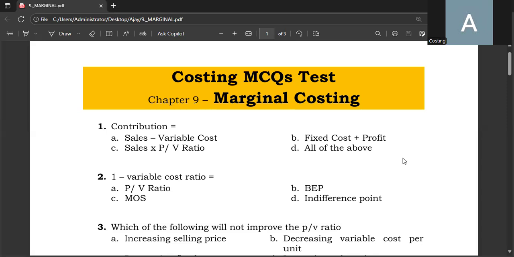Question 2. 1 minus variable cost ratio is equal to option A. PV ratio. Option B. BEP. Option C. MOS. Option D. Indifference point.